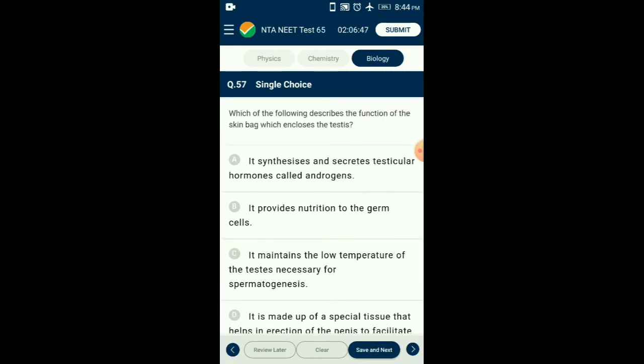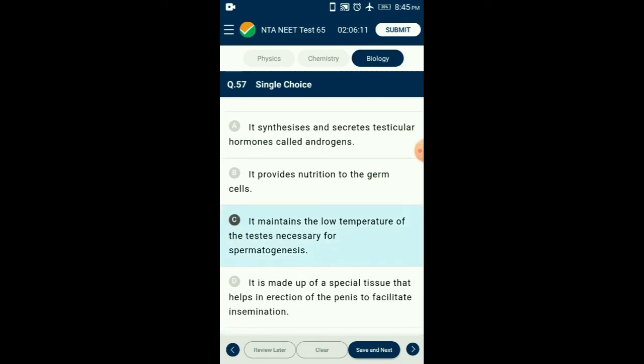Question number 57. Which of the following describes the function of the skin bag which encloses the testis? The male gonads, the testes, lie outside the abdomen within the scrotum, which is a sac-like structure derived from the skin and fascia of the abdominal wall. The scrotum helps in maintaining the temperature of the testis 2 to 2.5 degrees Celsius lower than the normal body temperature, necessary for spermatogenesis. So the answer for this question is option C.